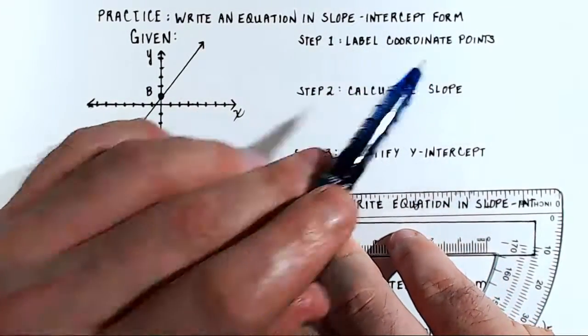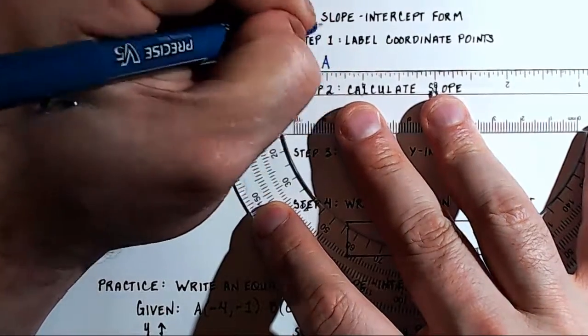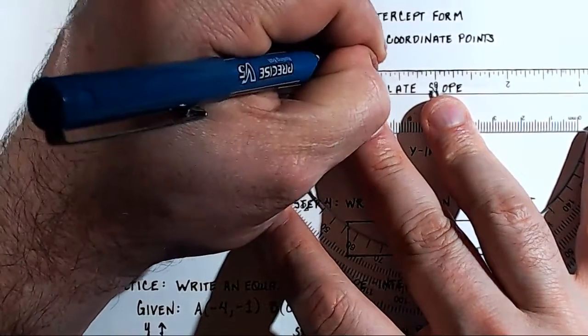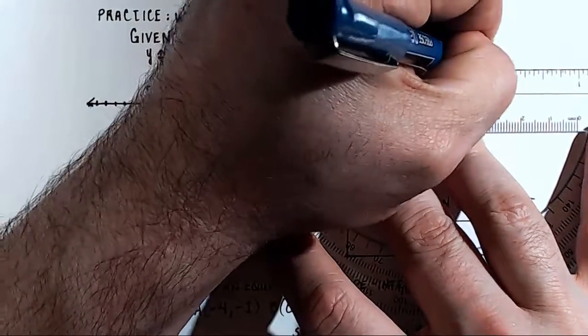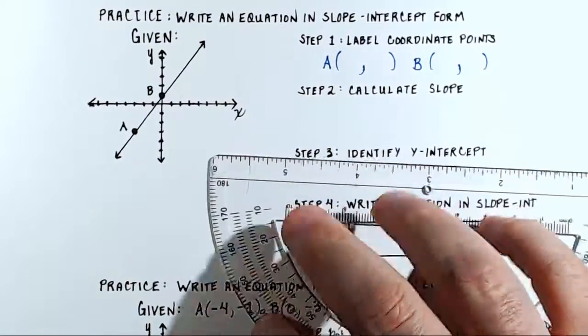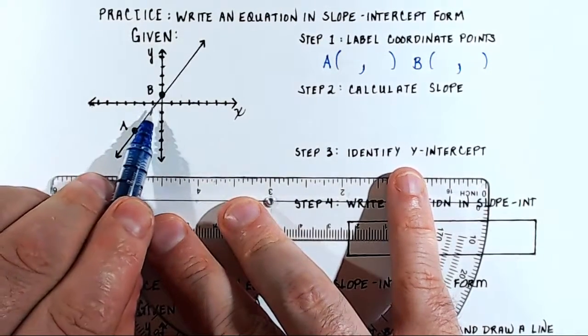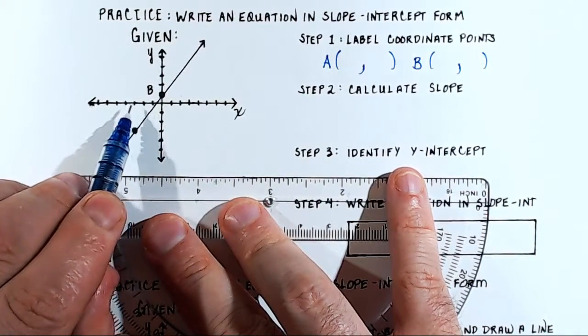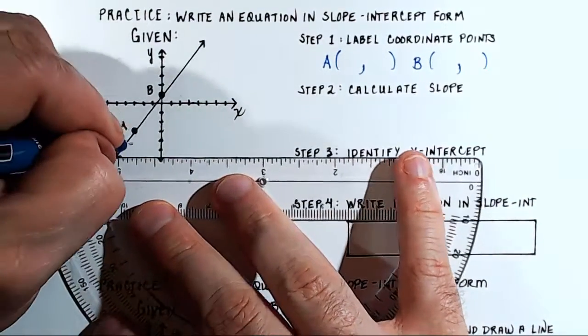First step, label the coordinate points. So we've got point A, and that's something comma something. And then we've got point B, and that is something comma something. Now it's just up to us to find out what those coordinates are. For A, I've got -1, -2, -3, down 1, 2, 3. So -3 comma -3.